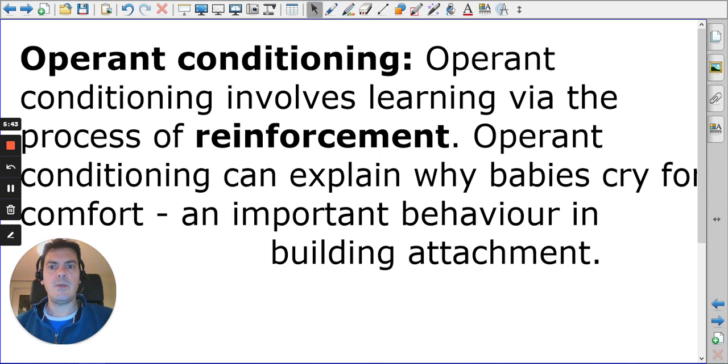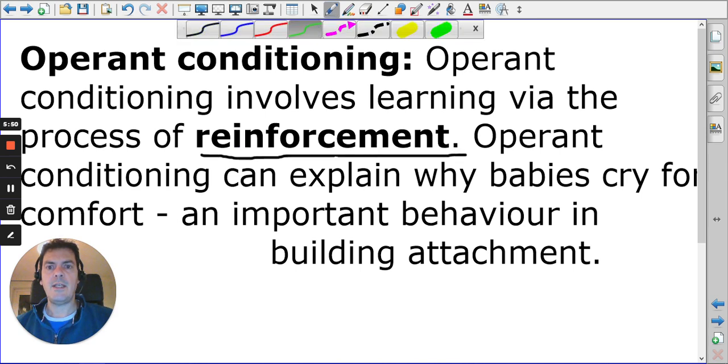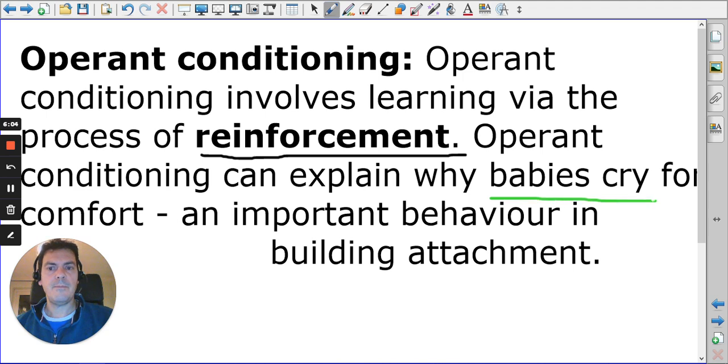In terms of operant conditioning, the key word now is reinforcement. As such, we need to make sure that we do refer to this particular term. So what is the behavior that gets reinforced in order for attachment to happen? Well, what happens when a baby cries? The baby's crying is caused by some kind of discomfort. And of course, a baby crying is an incredibly difficult thing to listen to.